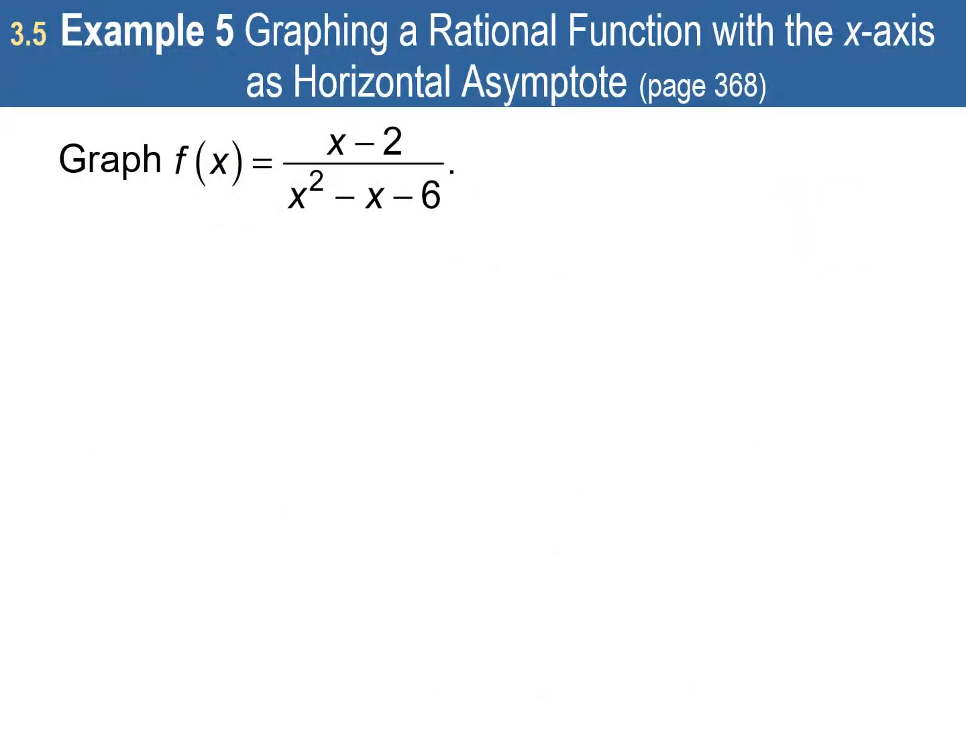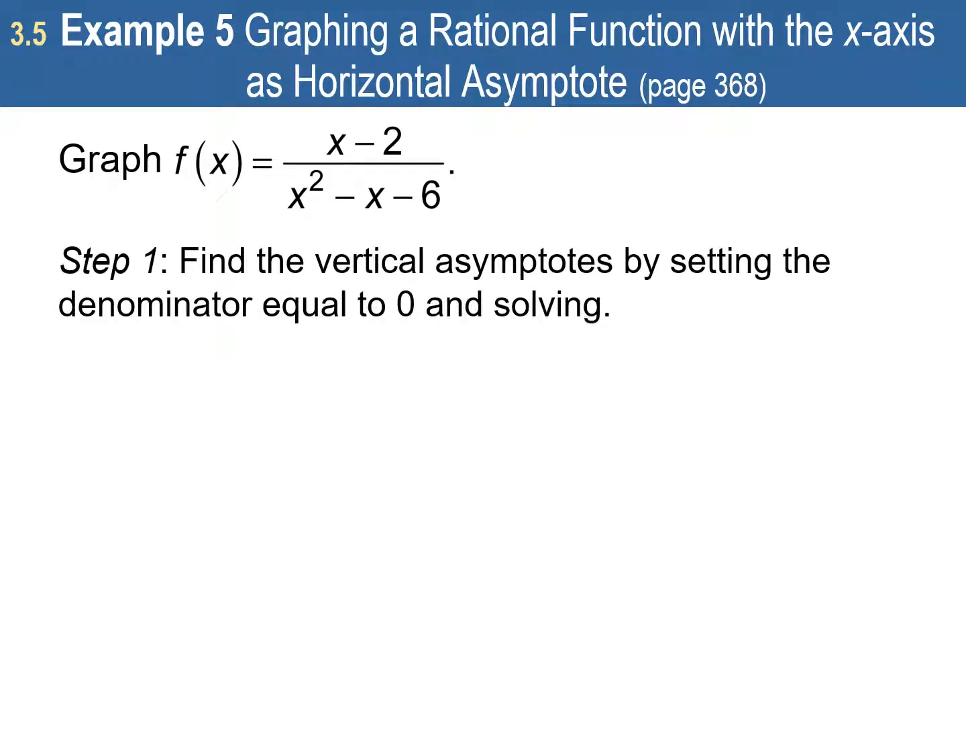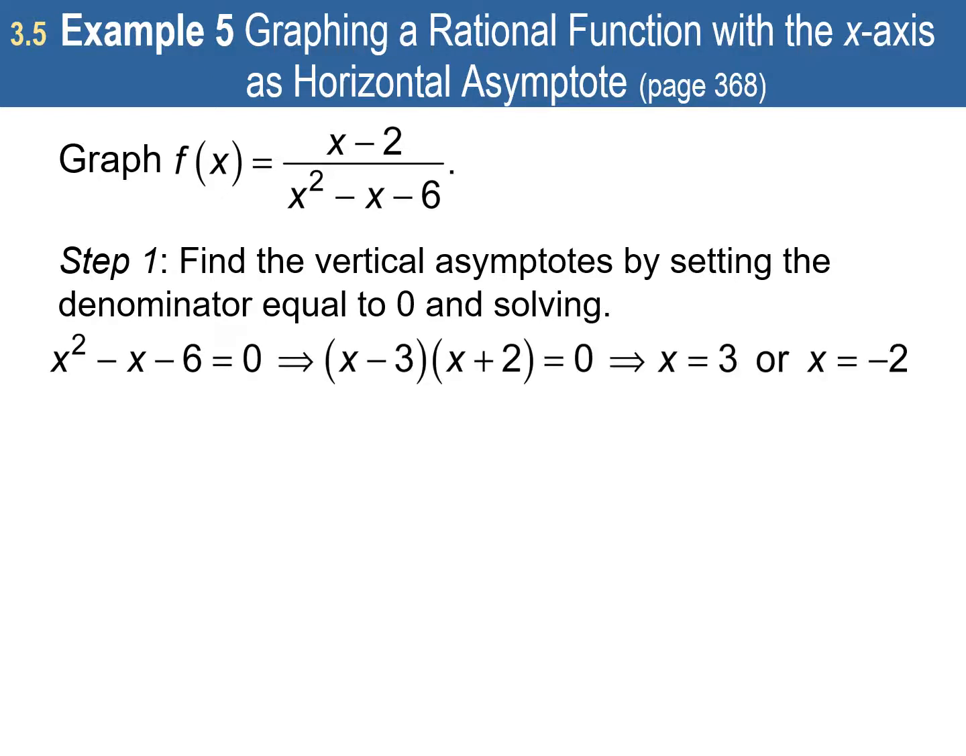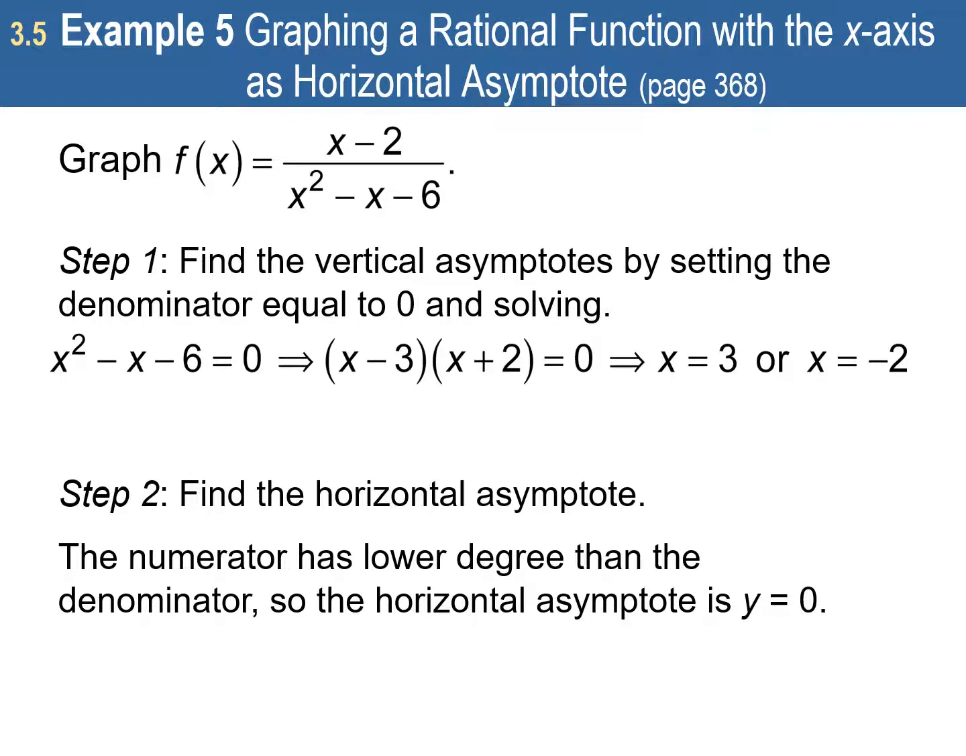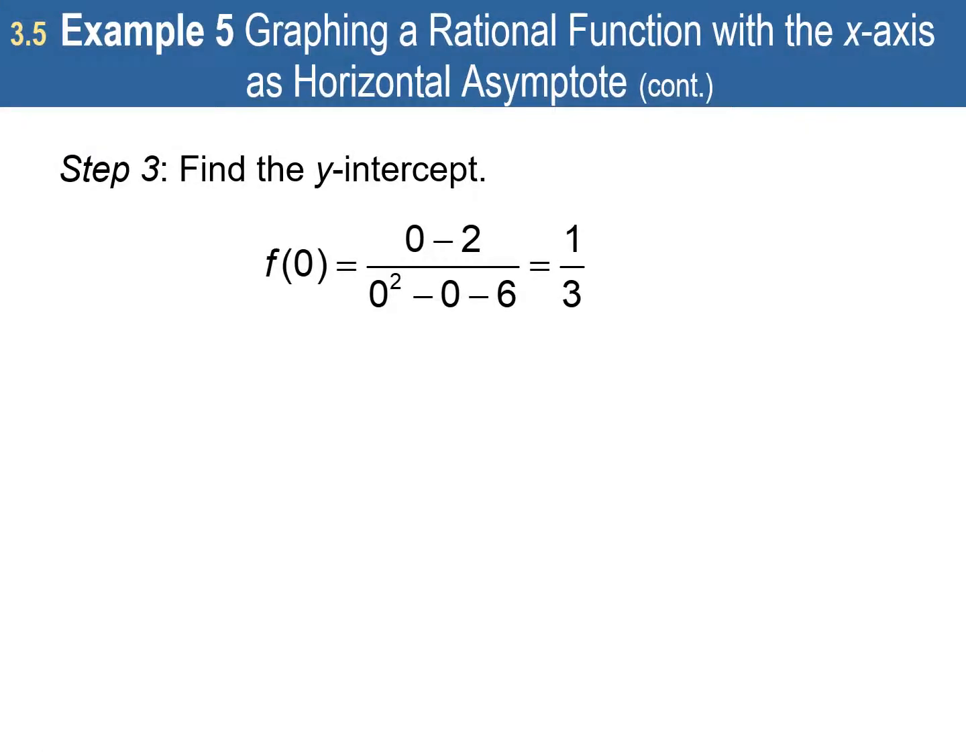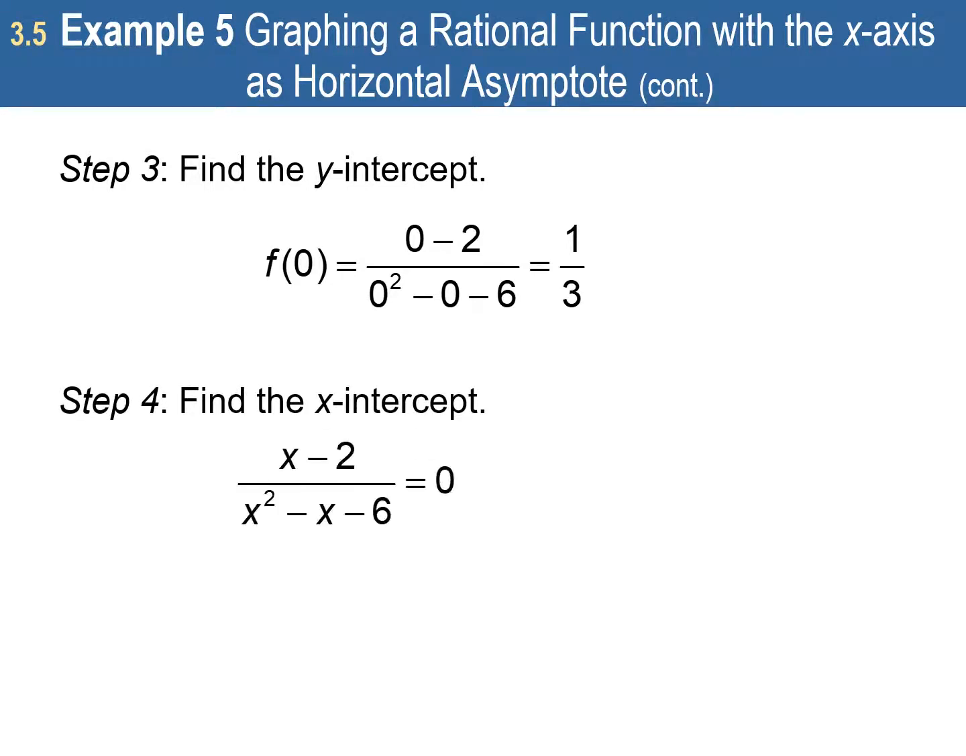So suppose I want to graph f of x is x minus 2 divided by x squared minus x minus 6. First, you find your vertical asymptotes, set your denominator equal to 0. All right, so I know I'm going to have vertical asymptotes at x equals 3 and x equals negative 2. I'm going to find the horizontal asymptote, which is y equals 0. Now I'm going to find the y-intercept, which is 1/3. Find the x-intercept, which is when x is equal to 2.